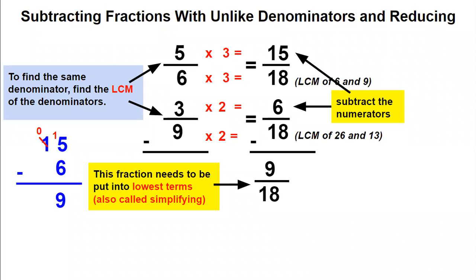It needs to be put in lowest terms, called simplifying, called reducing. All of those terms mean the same thing. How do I reduce it? I find the greatest common factor of 9 and 18. How do I find the greatest common factor?